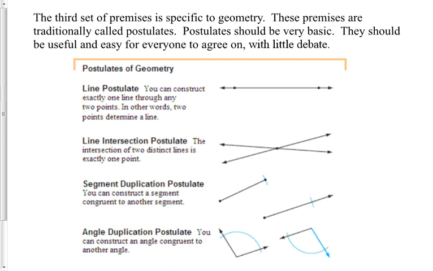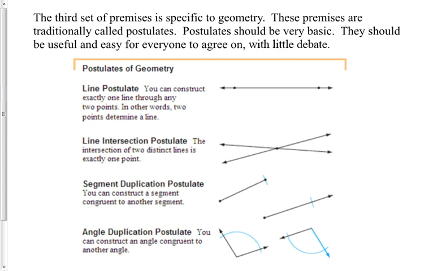Now we get into the geometry postulates. These are those things that are so simple we don't have to prove them to be true. The third set of premises is specific to geometry. These premises are traditionally called postulates. Postulates should be very basic. They should be useful and easy for everyone to agree on with little debate. For example, the line postulate. You can construct exactly one line through any 2 points. In other words, 2 points determines a line. Well, I think we'd all agree that that's true, right? We don't need to prove it.